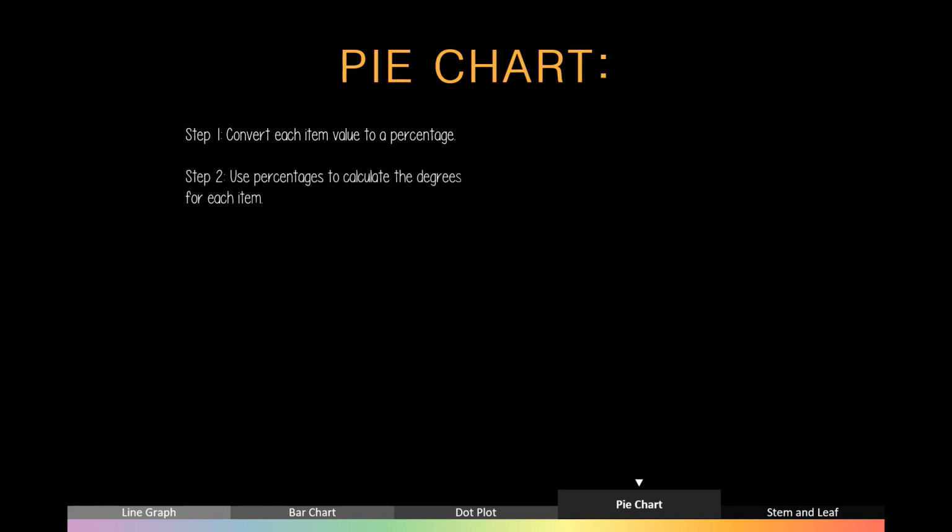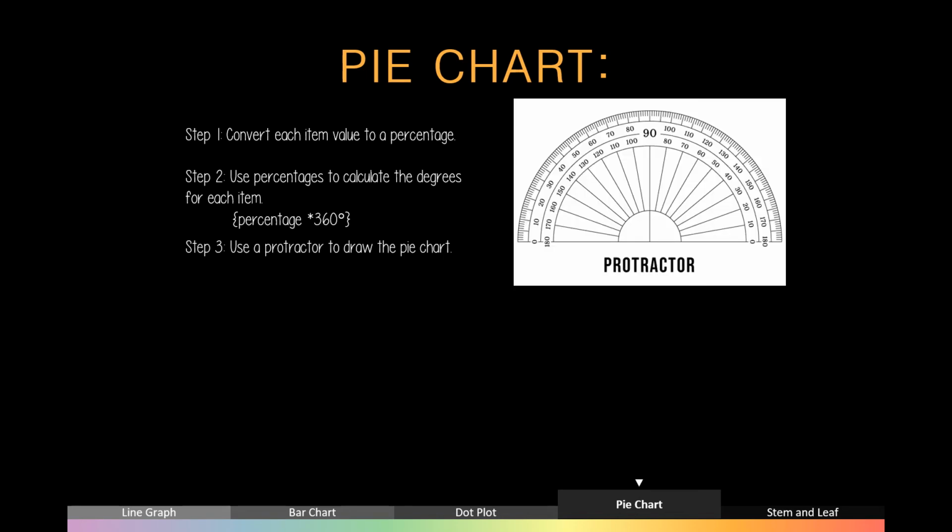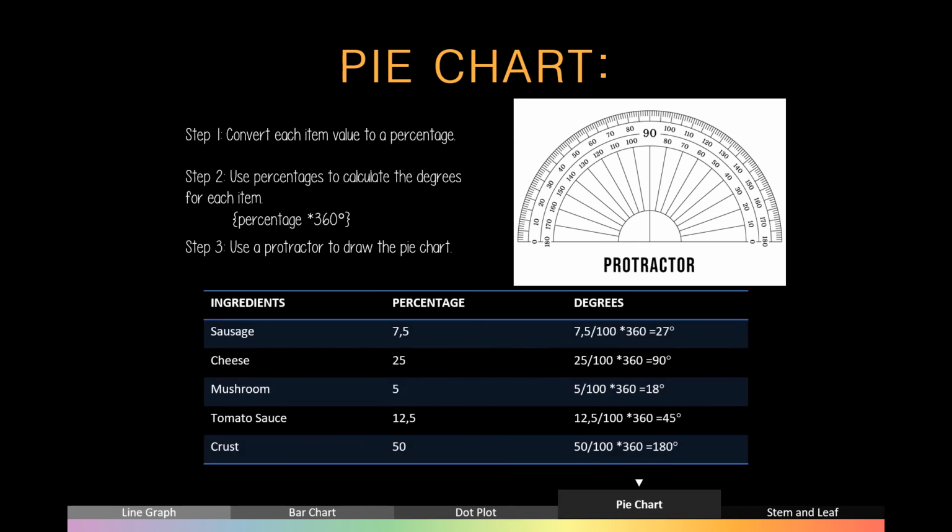Step 2, we're going to use those calculated percentages to calculate the degrees for each item, and we do this by taking the percentage multiplied by 360. And finally, we're going to use a protractor to draw the pie chart. So looking at the data for the previous example, we see that we have our percentages already calculated, and using those percentages, we can calculate the degrees, and finally, using those degrees and a protractor, we can quite easily construct this pie chart.